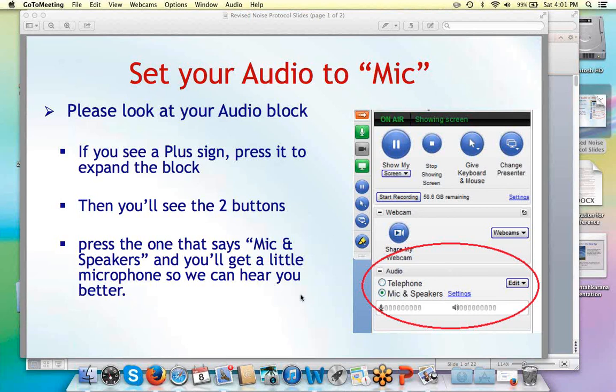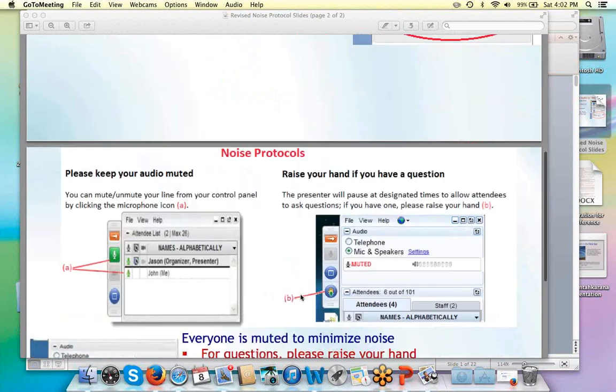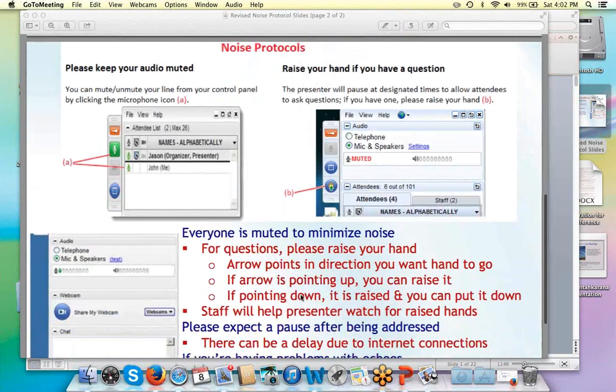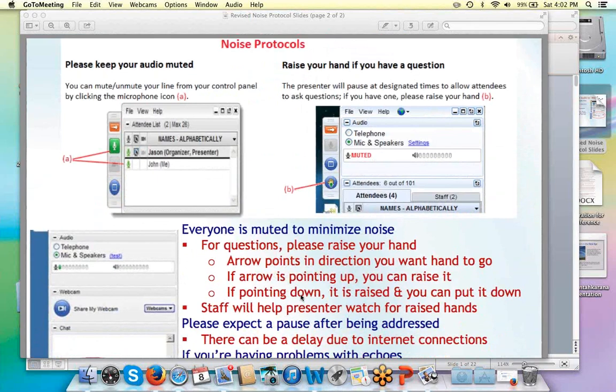Okay, so I'm going to move on to the next screen, which is about noise protocols. We have you all right now on mute, and the mute button for us is something that looks like a microphone, and from our end it looks like there's a line going through it. One of the reasons we do that is because there's a tremendous amount of noise that the computers make, and if all the computers are on, it makes a cacophony of loud noise. Sometimes it sounds like bubbles in water, and sometimes it sounds like screeching, and whatever it is, it's not welcome. So we want to just hear your voices.